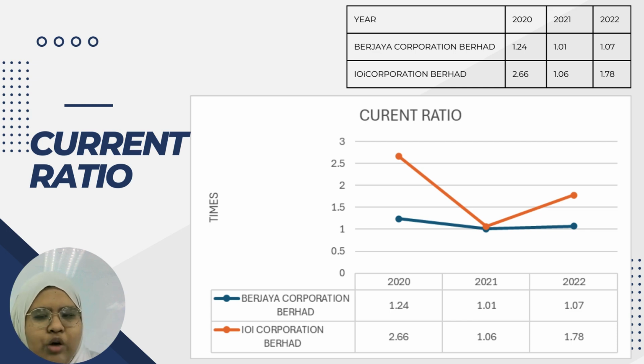However, Berjaya Corporation Berhad performed worse in 2020 and 2021 with a ratio of 1.24 times and 1.01 times. It indicates that Berjaya Corporation Berhad would not have enough current assets to cover short-term liabilities. Compared to 2020 and 2021, Berjaya Corporation Berhad's 2022 current ratio of 1.07 is lower than the 2 years before.